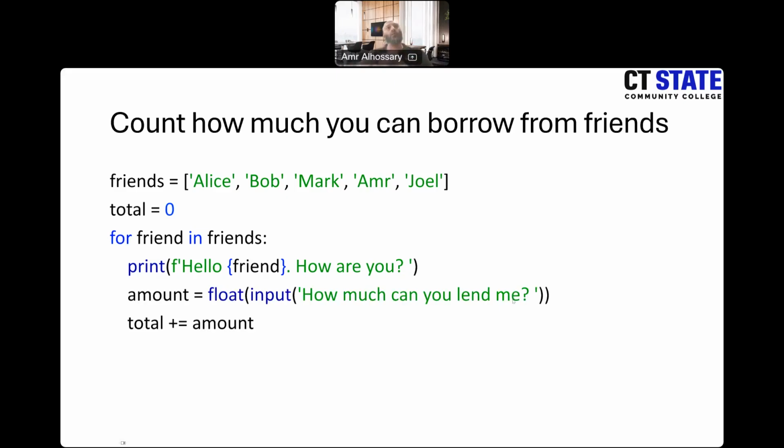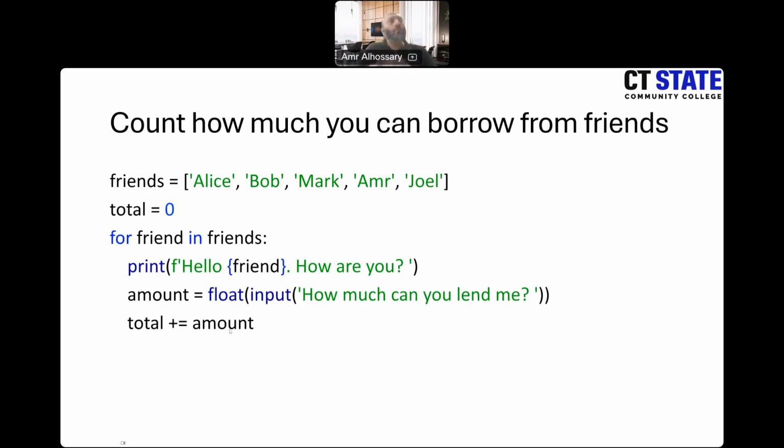We ask your friend how much they can lend you, and convert the string into a float, and the float is set in a variable called amount. Then the total is updated by adding that amount. So total plus equals amount. This is another way of writing total equals total plus amount.